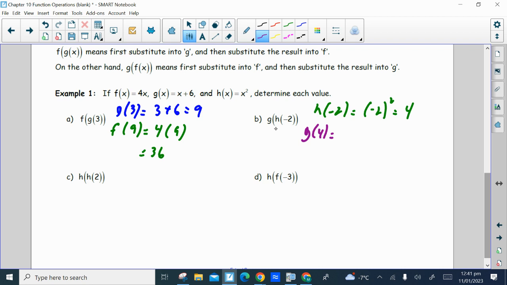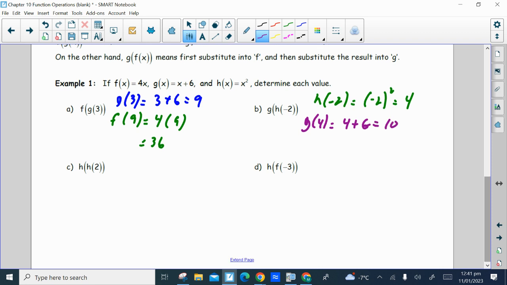Right, we found h at negative 2 to be 4, so we replace that with the number 4. And so now we want to find g at 4, so we have to use the g at x function, which is x plus 6, or in this case 4 plus 6. So there's the value of g at h at negative 2.